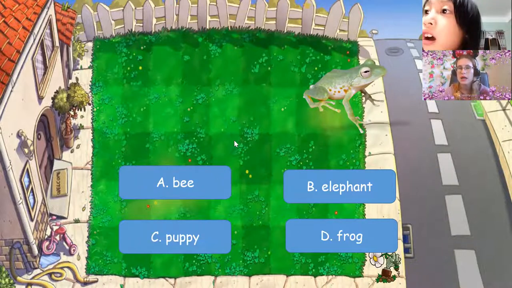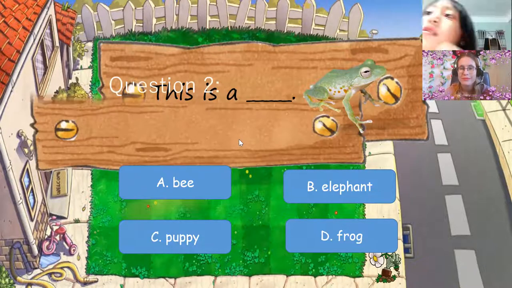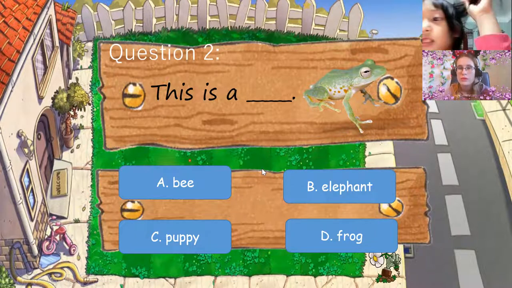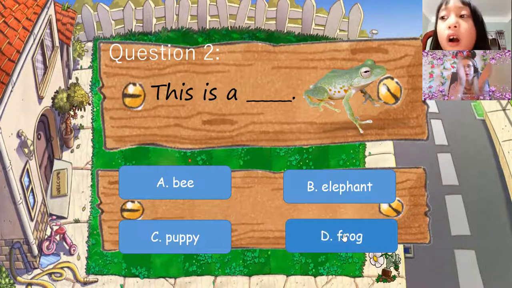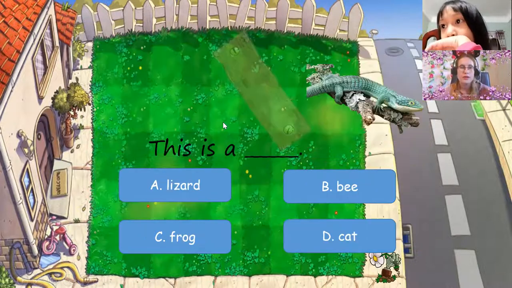This is a... What is this? This is a frog. Good job. Very good, Lucy. Frog. All right, next.